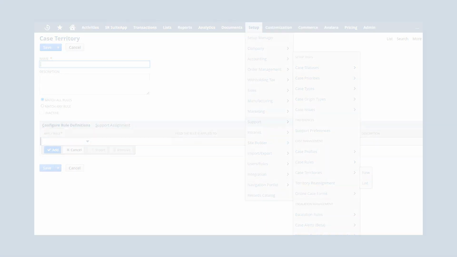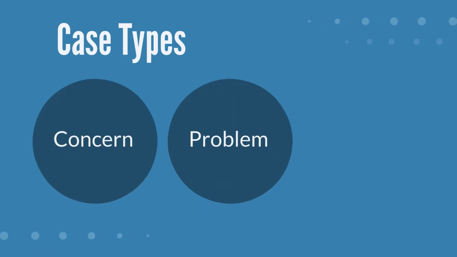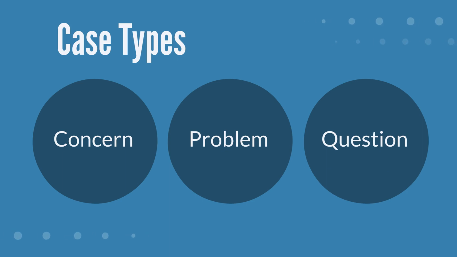One way for your support reps to quickly understand the nature of the support need is by the case type. There are three case types that NetSuite provides automatically: concern, problem, and question. When a customer fills out a case form, they will select one of these case types.